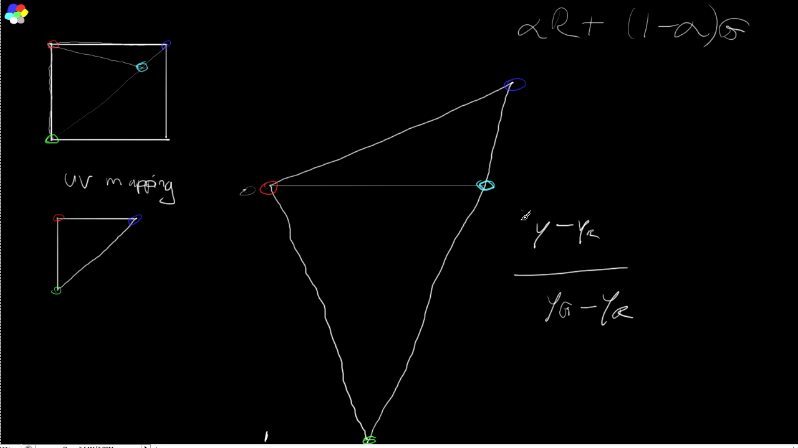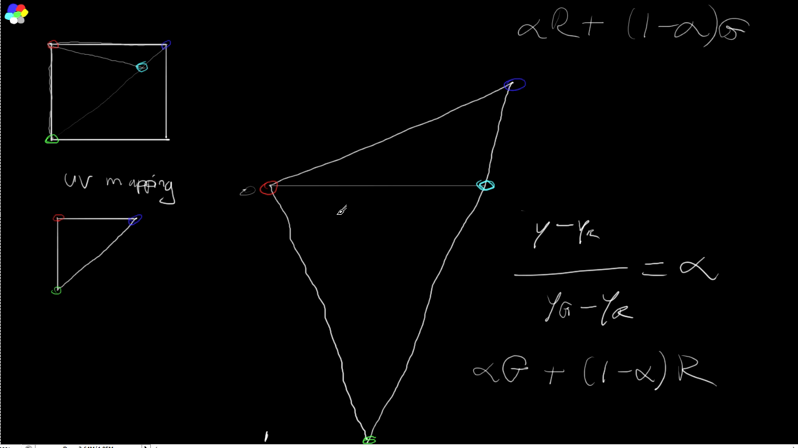And what we do then is we say that this is equal to alpha, and then we go alpha times our green value plus 1 minus alpha times our red value. And that, my friends, will give you your interpolation between these two.